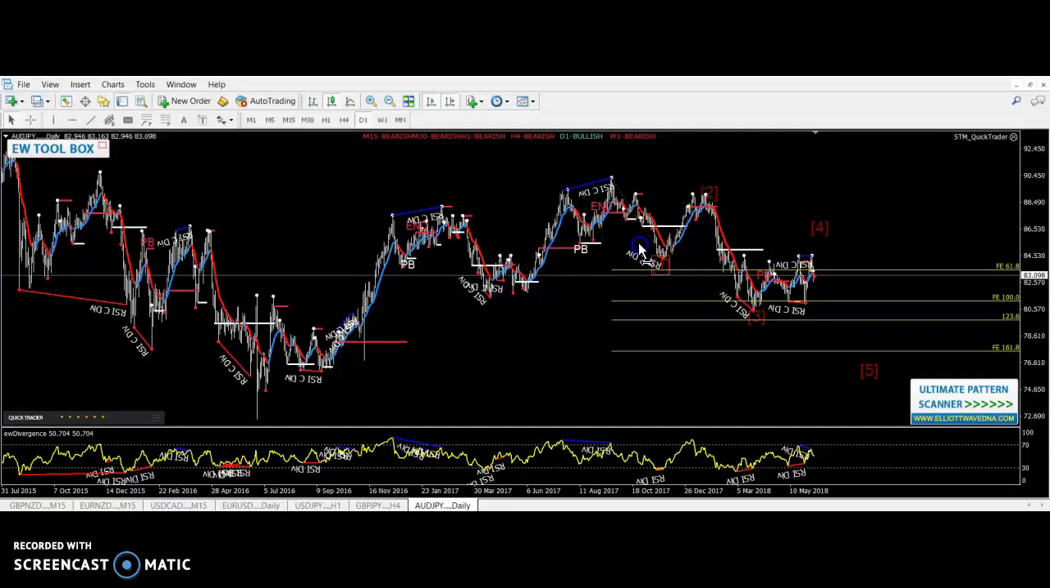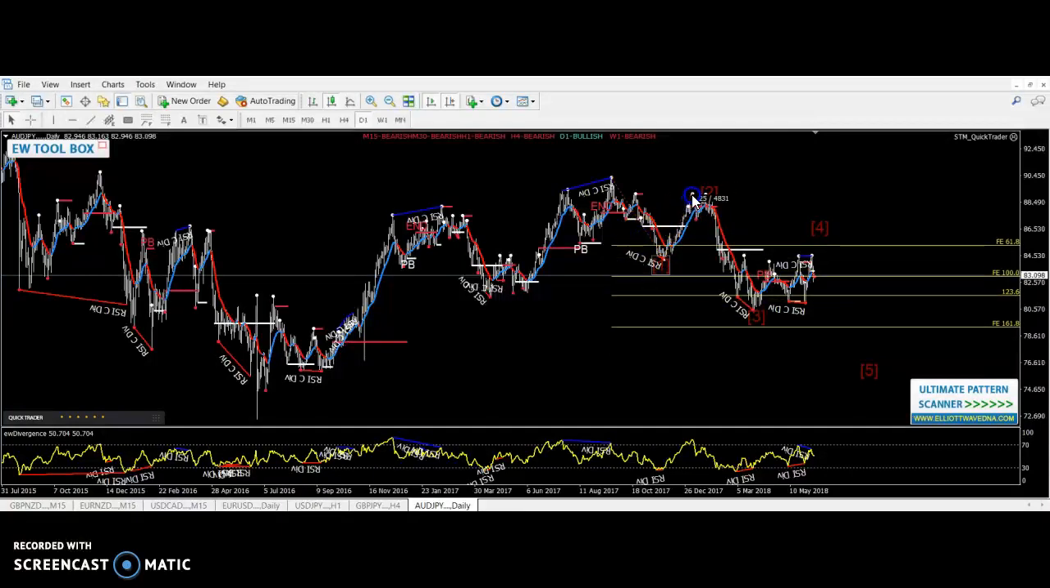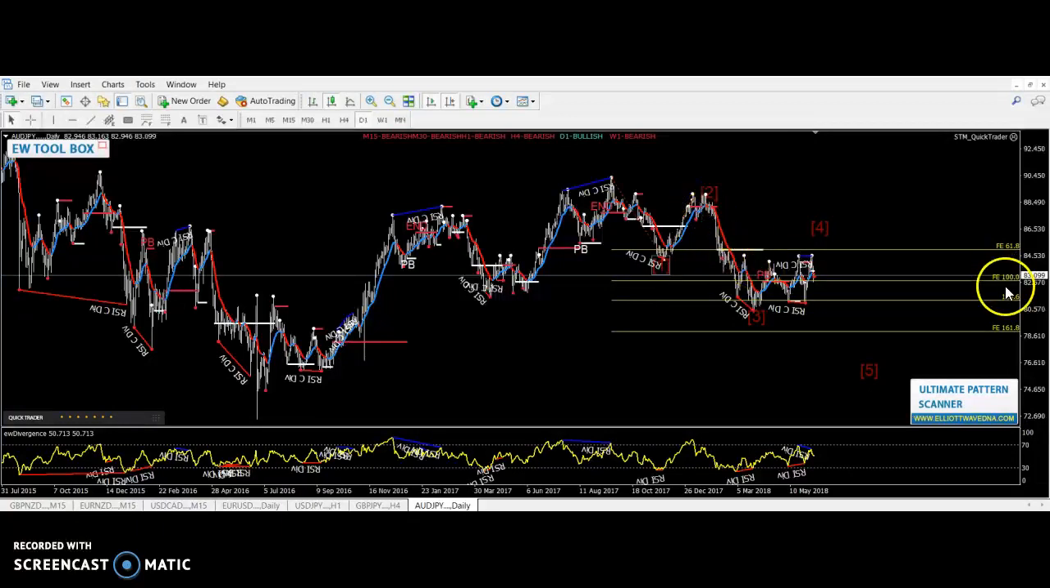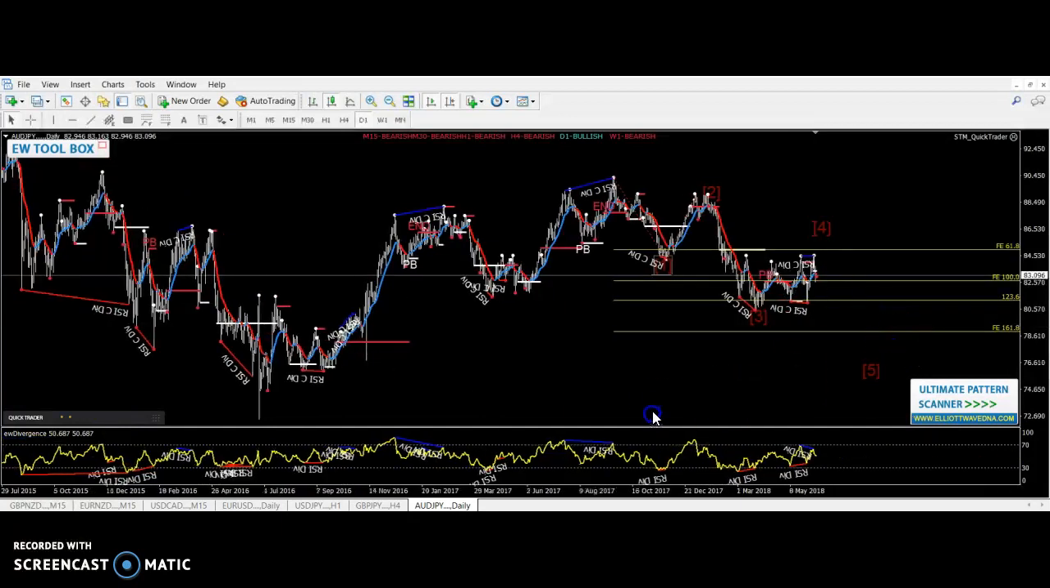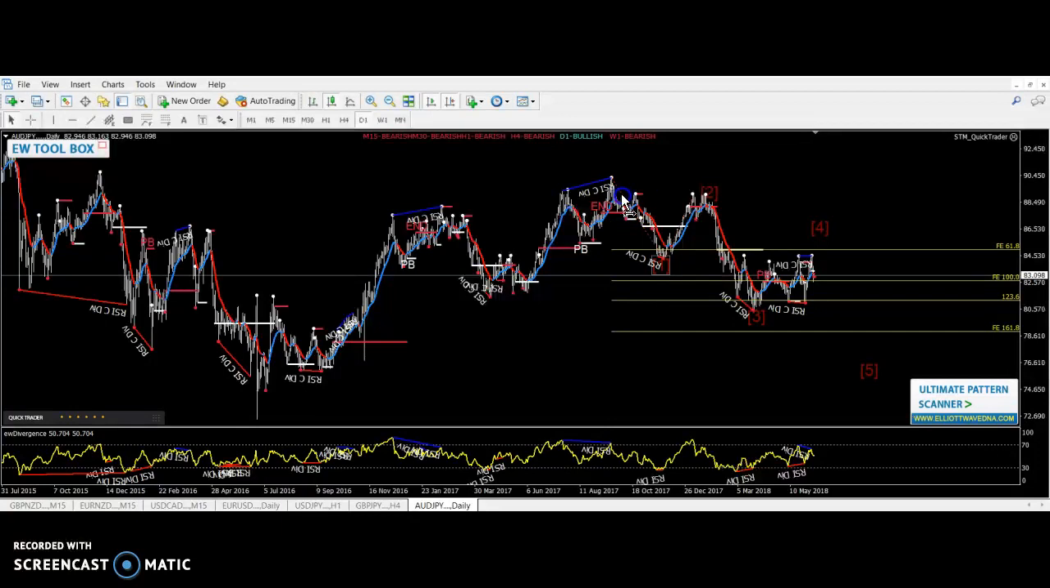Followed by that, we see that push down here for the 3. Now taking a look, it does pass that 100 level, so it is valid. It has to be bigger than either wave 1 or wave 5. It's bigger than wave 1, so that's perfectly fine. We do typically want it to hit the 61.8. It looks like it's not going to hit there for this wave 3 in this instance, but that's okay.